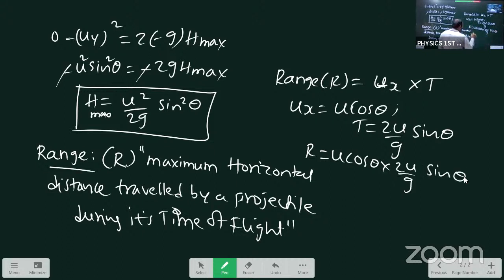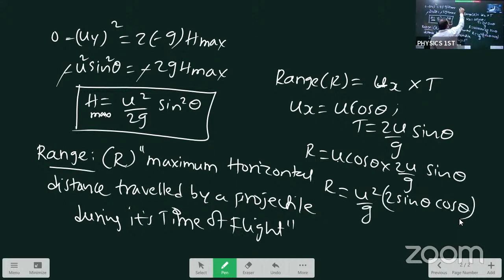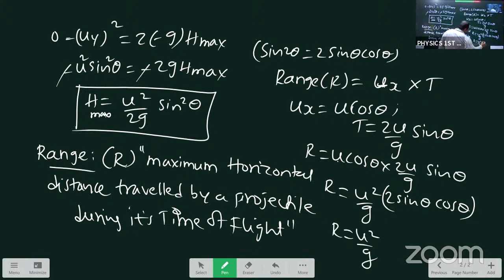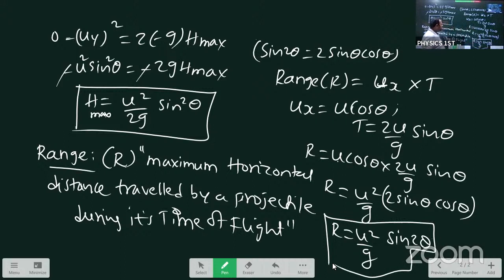So R equals u square, 2 sin theta cos theta by g. This is nothing but the formula sin 2 theta equals 2 sin theta cos theta. This is the mathematical formula. That's why we write R equals u square by g sin 2 theta. This is the range formula, u square by g sin 2 theta.